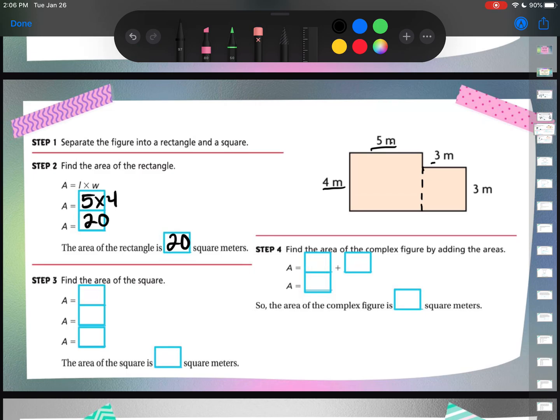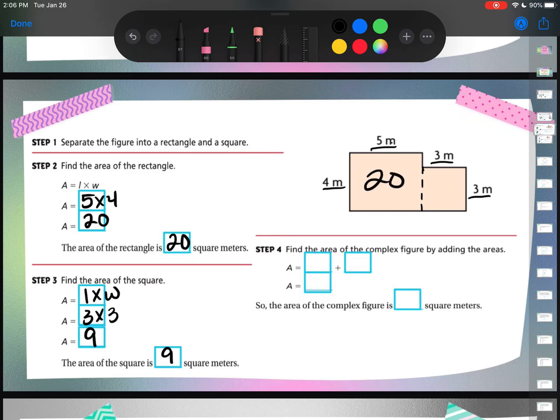Find the area of the square. Well, our square was 3 meters by 3 meters, so that's going to be length times width, which would be 3 times 3, and 3 times 3 is 9. So that would be 9 square meters.